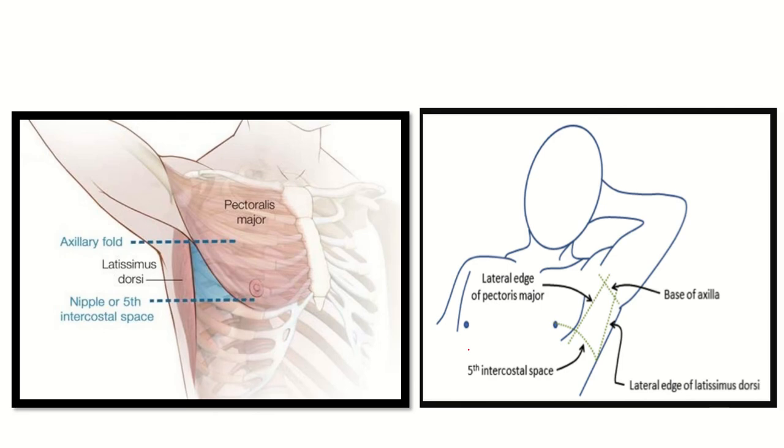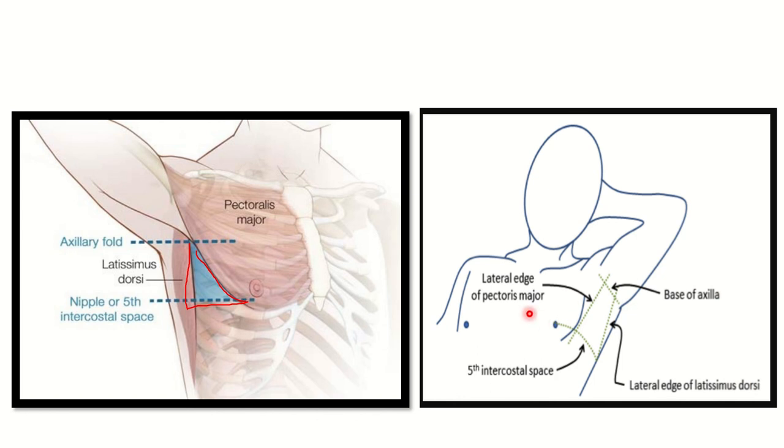In the second picture we can see the triangle of safety easily. Here, the anterior border is formed by the lateral border of the pectoralis major muscle. This large muscle covers almost all of this chest. This is the pectoralis major, and posteriorly there is another muscle, the latissimus dorsi, and here we can see the fifth intercostal space at the nipple level, and the fifth intercostal space lies above the sixth rib.